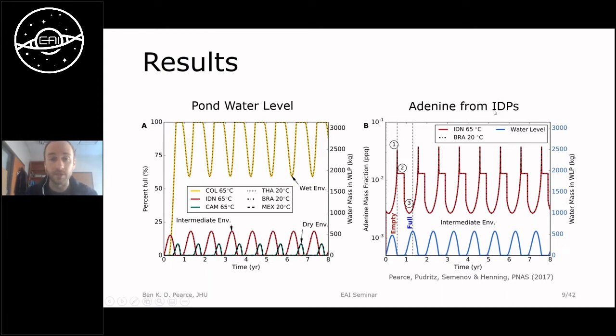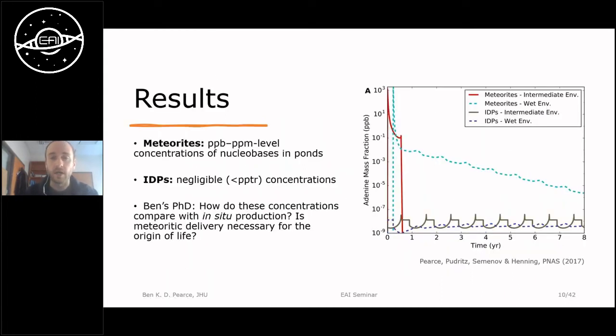But what about meteorites? In this plot here, in red and blue for the intermediate and wet environment, we compare meteoritic concentration of adenine to IDP concentrations. And this is a vast difference. Look at this. That's like 10 orders of magnitude at peak.